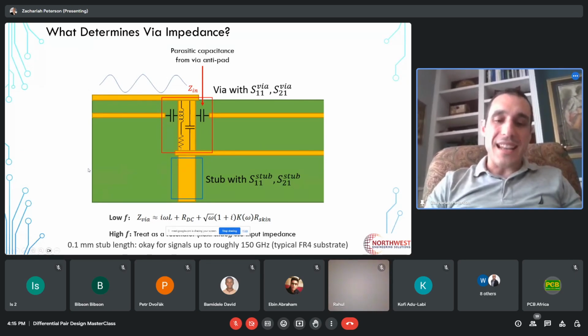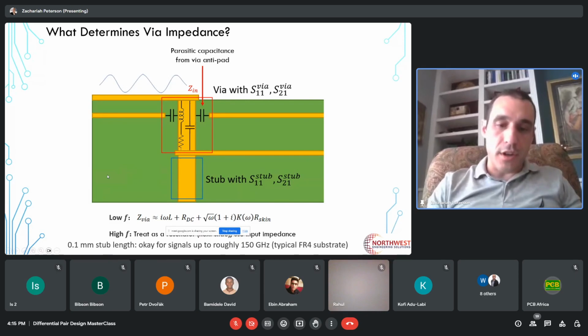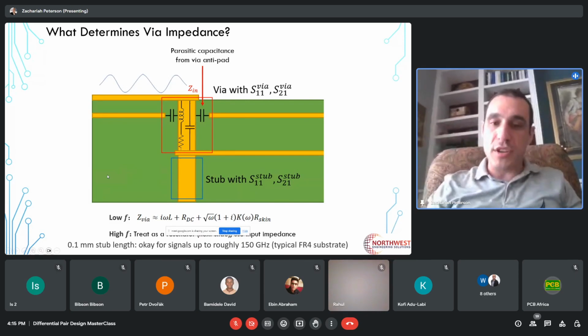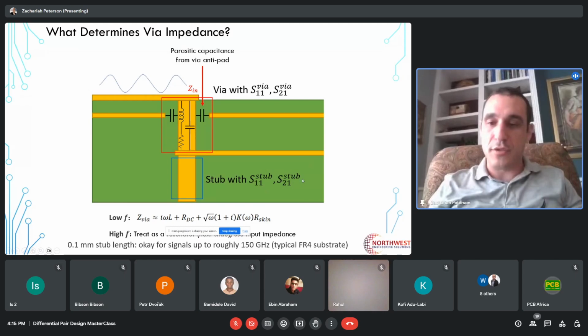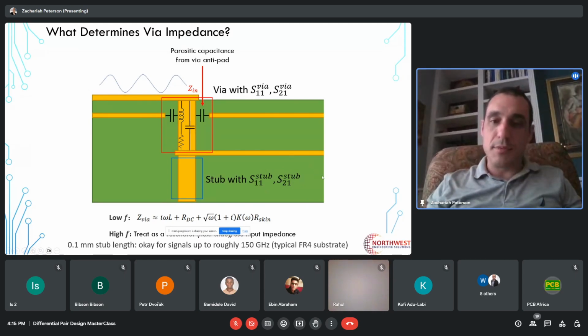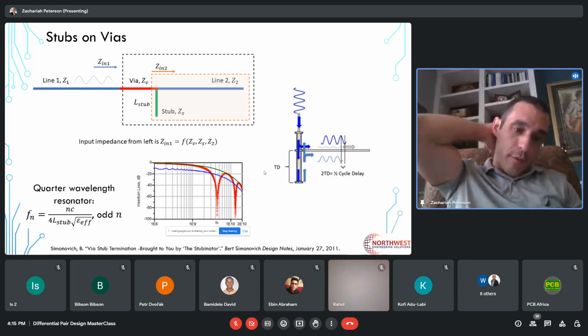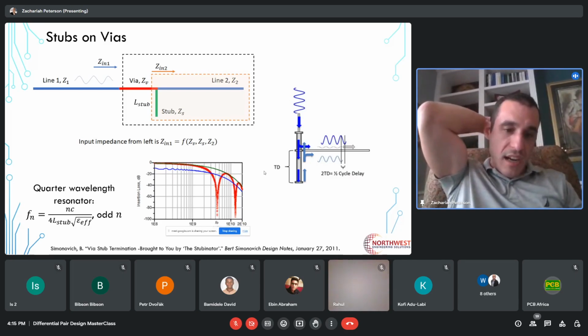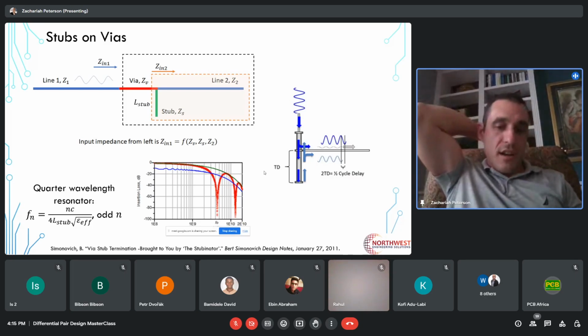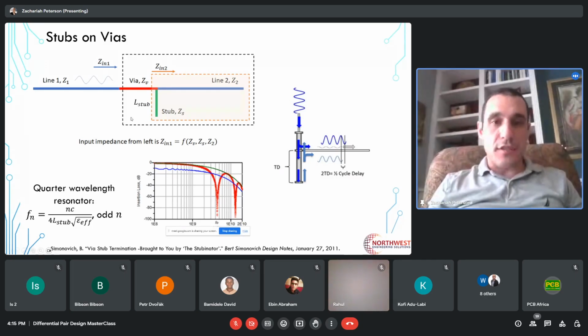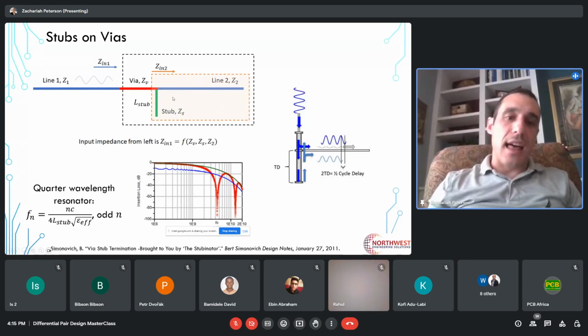So that input impedance is very important because it determines when we start to see dips in the return loss spectrum, as well as dips in the insertion loss spectrum. So let's take a look at an example here, okay? So here I've borrowed this graph from Bert Simonovich. I encourage you to go read this particular article by Bert. Very great explanation of stubs. And basically what he's saying here is that these stubs essentially act like partially open quarter wavelength resonators, okay?